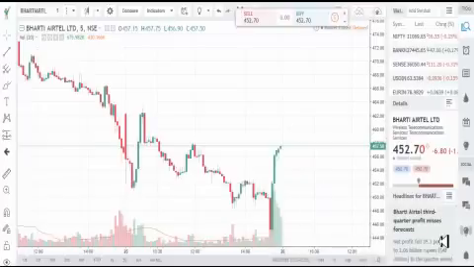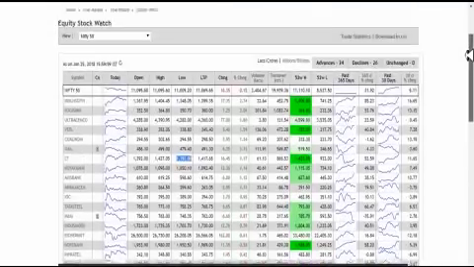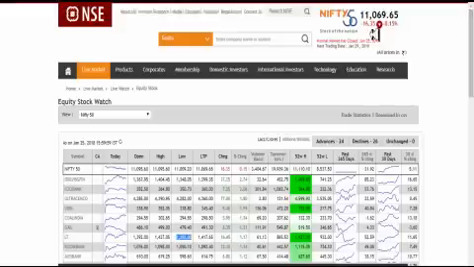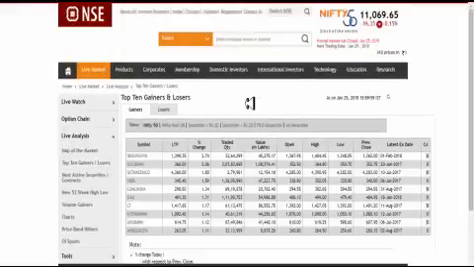Okay, so the second strategy is, we'll just go to the National NSE India website again. Okay, the second strategy is to look for the top gainer or top loser of the day. So you go to live market again and you come this side and you'll find top 10 gainers, losers. Okay, so you go to that.